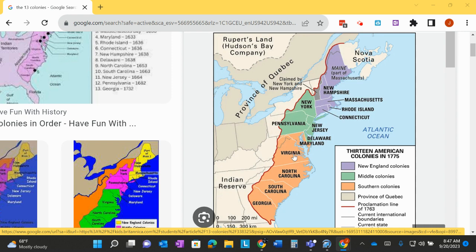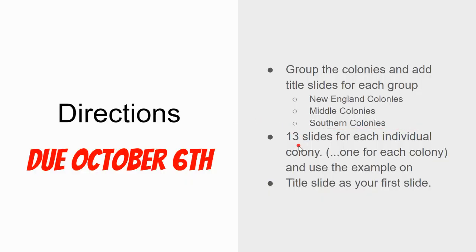When you start to type out this project, you should have titles for each one and make sure that you group it according to which group it belonged to. Make sure you have 13 of these. You'll need to make these on your own, and I provide an example for you if you get stuck on how to design it. Make sure that you have a title slide for your first slide.